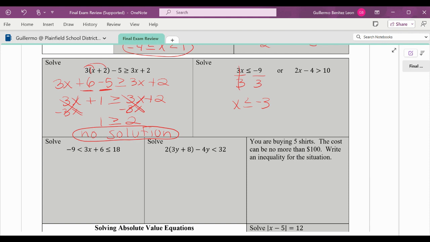You do not have to flip the inequality sign here. You did not divide by a negative. That 3 that I divided by was positive. Then I solve the inequality on the right. To get rid of subtraction, I add. 2x is greater than 14. To get rid of the 2, I divide. x is greater than 7. I'm just going to write these right next to each other, put the word OR, so I can circle them as one answer.